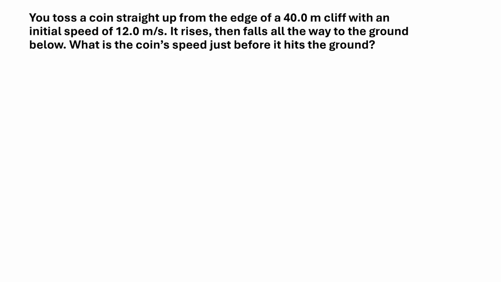Okay, this time we are going to throw something vertically on a cliff. So we initially have a position. First highlight is 40.0 meter, which is a vertical displacement. The next emphasis is an initial speed of 12.0 meter per second, vertically upward.